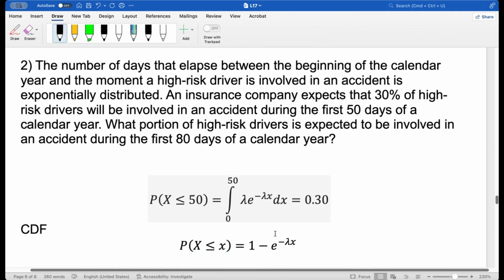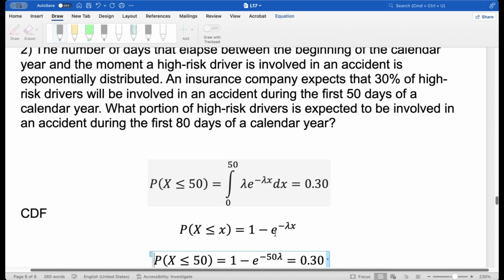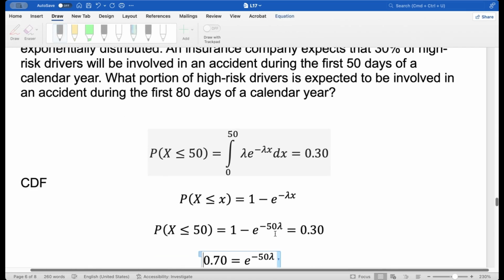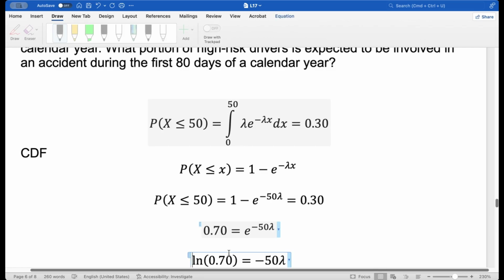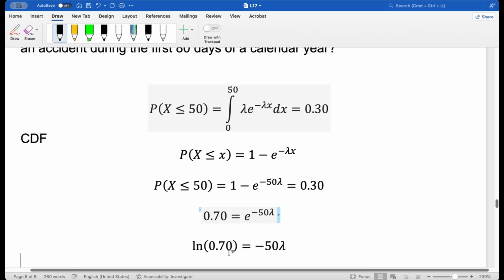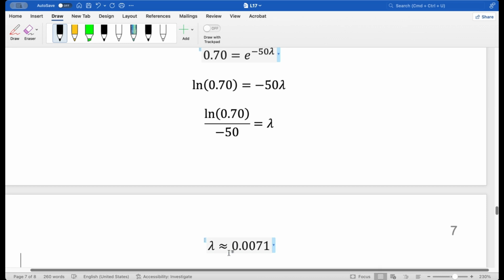So using the CDF formula, it's 1 minus e to the negative lambda x. That's equal to 0.30 when x is 50, and we're going to solve for lambda here. So this exponential expression has to be 0.70. 1 minus 0.30 is 0.70, which is e to the negative 50 lambda. Take the log of both sides to cancel out the e, divide by negative 50. Lambda is log 0.7 over negative 50. So lambda is about 0.0071.